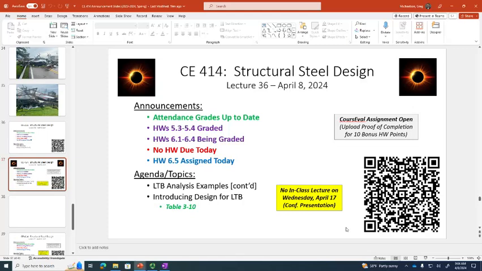Okay. I know we still have a little bit of homework to grade, 6-1 through 6-4. I would ask you how the homework went this weekend, but you didn't have one. That was on purpose. Today what we're going to do is continue the analysis phase of lateral torsional buckling, and then we're going to introduce design.